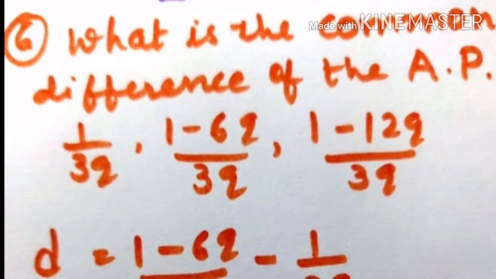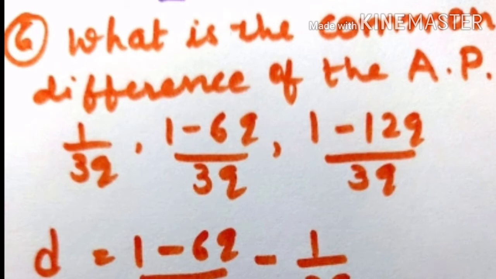Now let's see the next question, 6. What is the common difference of the AP? The AP is given: 1 upon 3q, 1 minus 6q upon 3q, 1 minus 12q upon 3q. So this is our AP they have given. Now we want to find the common difference. Again students, whenever you want to find the common difference, it means second term minus the first term, or you can say the third term minus the second term. So here I took second term minus first term, that is D.